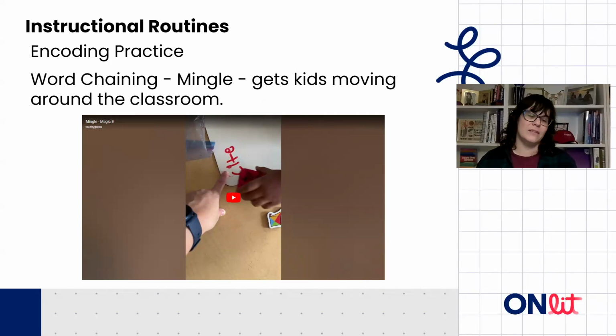The kids have their whiteboards. They're going from table to table, and on the table is a picture cue that has the concept that we're working on. So you can see we're working on the Magic E concept right now. They go around and round, and when I tell them to find their magnet, they stop where they are and they read that word.